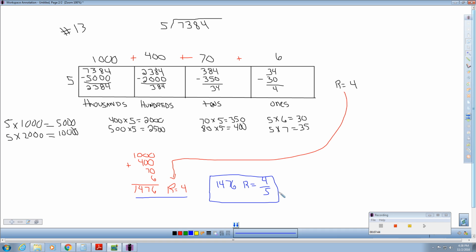Alright, and sometimes if we check ourselves in a calculator, we get a decimal answer. Well, we know that 4 divided by 5 is 0.8. So this is also our remainder, so we could actually write this as a decimal as 1,476.80. Okay, so this is another solution. So there's 3 ways of writing this solution. It kind of depends on what your teacher wants.